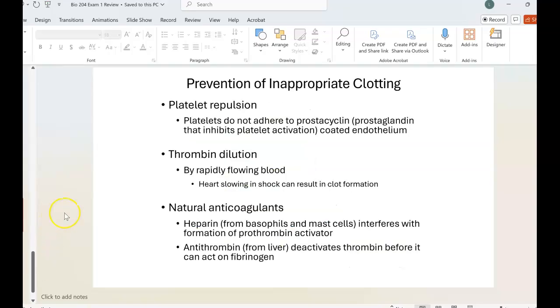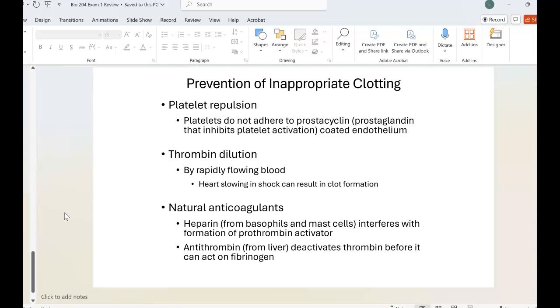Now, it's important that we prevent inappropriate clotting because we don't want clots to form. This could be an issue, especially if they start to travel. So one of the things that we talked about was platelet repulsion. So prostacyclin, I kind of think about prostacyclin as taking some Vaseline and putting it on a doorknob. It's going to be hard to turn that doorknob. If we kind of coated that endothelium with Vaseline, those platelets aren't going to be able to bind. So that's going to help to deter those platelets from binding.